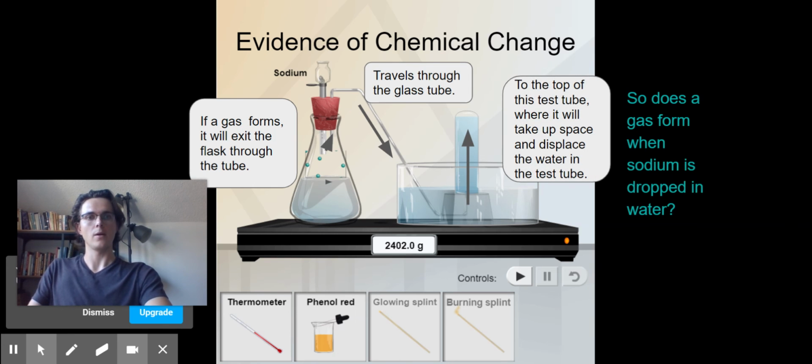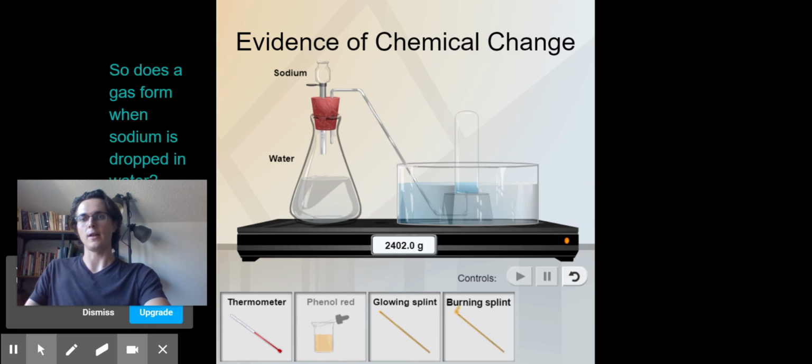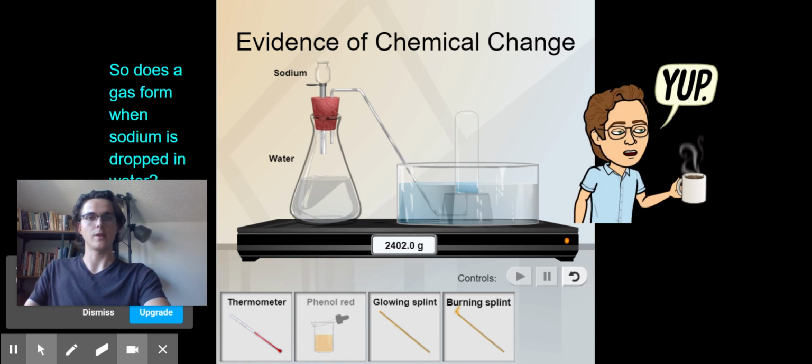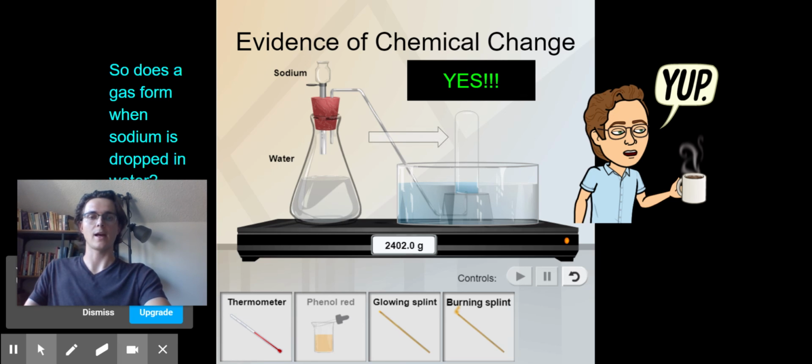So, does a gas form when sodium is dropped in water? The answer is yes. How do you know the water was displaced by the gas in the tube?